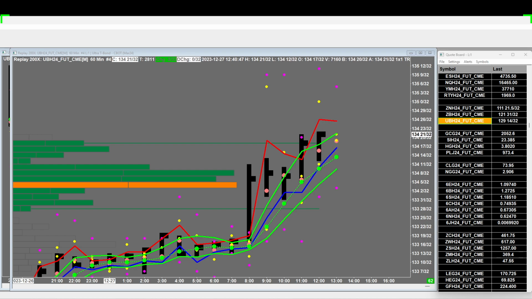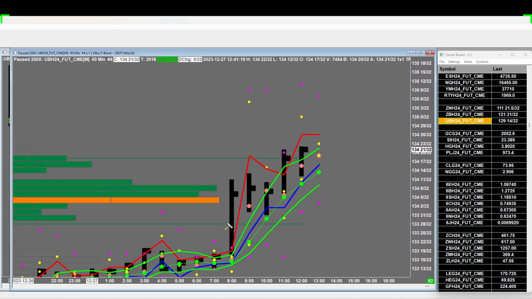You'd be watching this, because remember, this is going to happen much slower in real time. You see how it tested down there a couple times, but it got picked up where? Right at the low volume node. Beautiful, right? Trend intact.